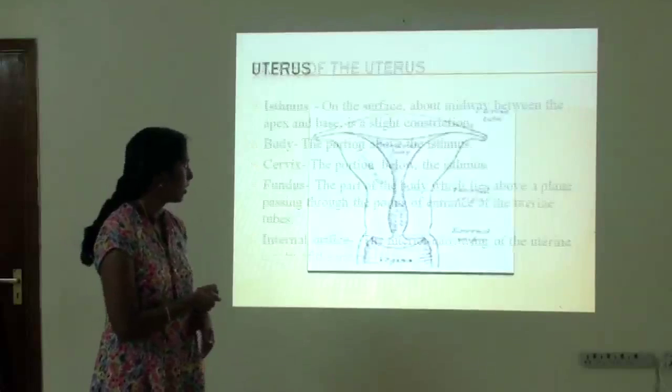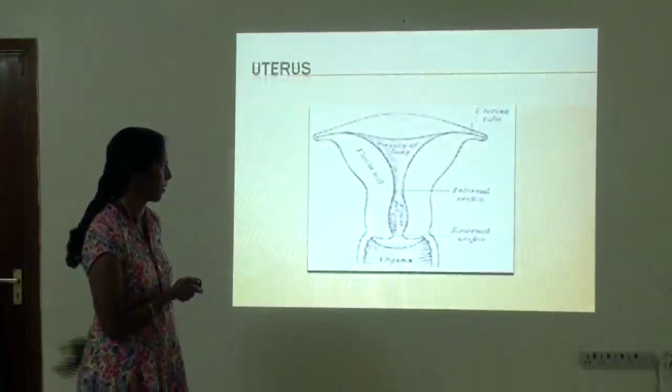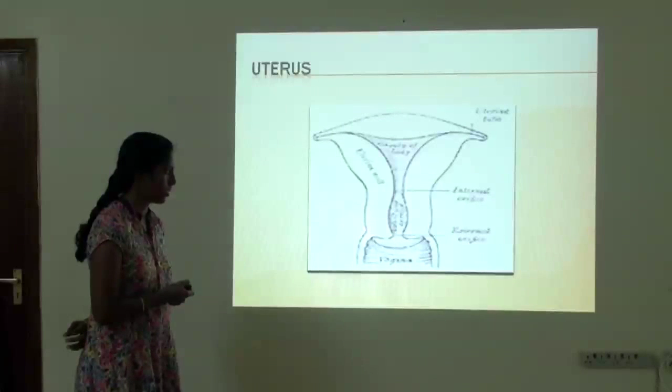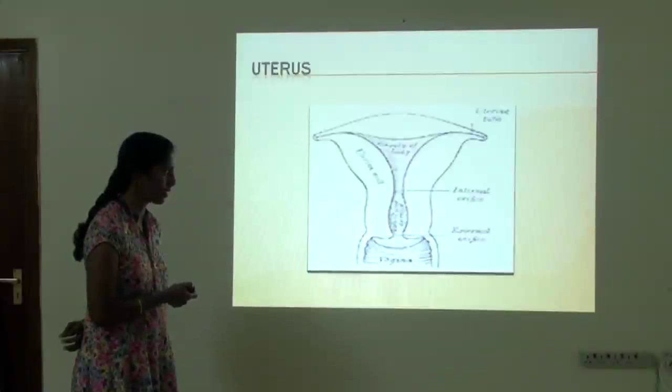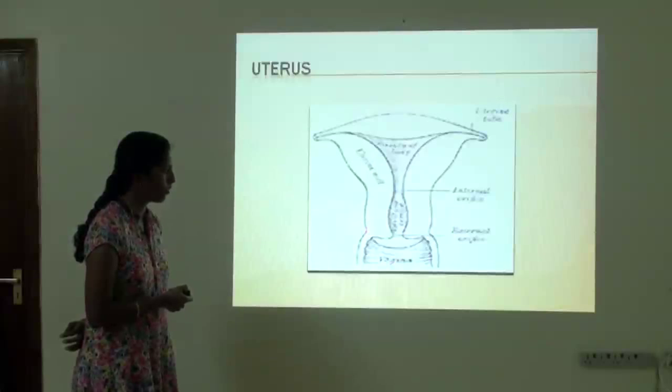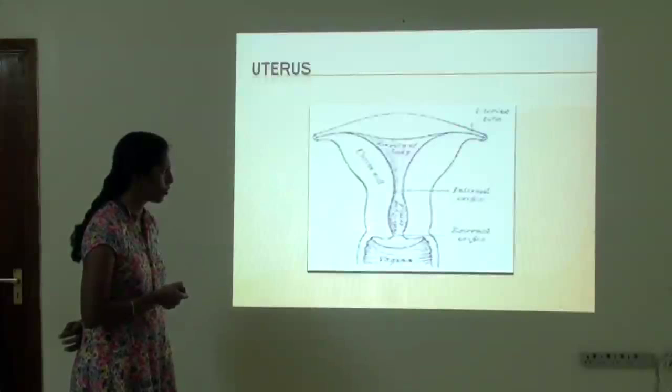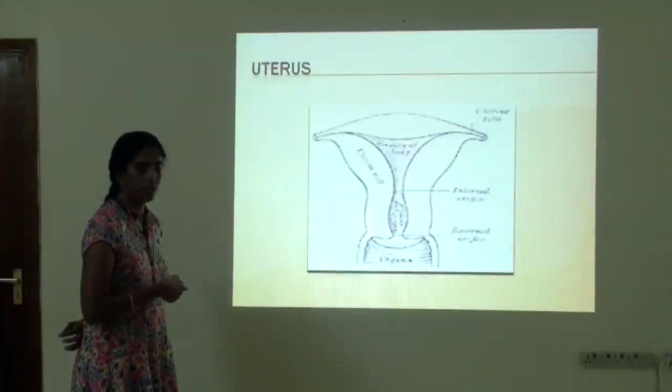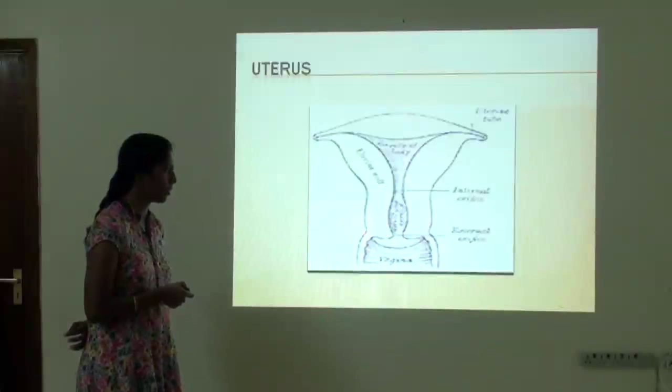You will be more clear with this figure. This is the isthmus. I told you isthmus is a small slight constriction, midway between the apex and the base. Then you have the body of the uterus. This is the body of the uterus, that part of the uterus above the isthmus. Then you have the cervix below.